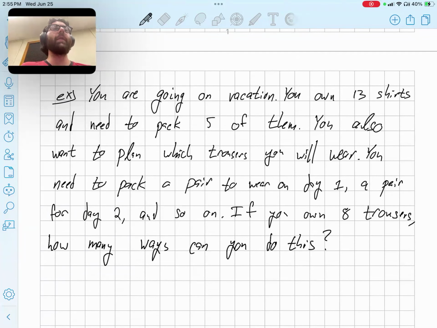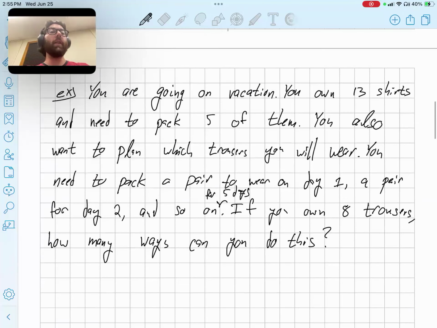So you are going on vacation. You own 13 shirts and need to pack 5 of them. You also want to plan which trousers you will wear. You need to pick a pair to wear on day 1, a pair for day 2, and so on, for 5 days. We're assuming we're wearing one shirt and one pair of trousers per day. If you own 8 trousers, how many ways can you do all of this?